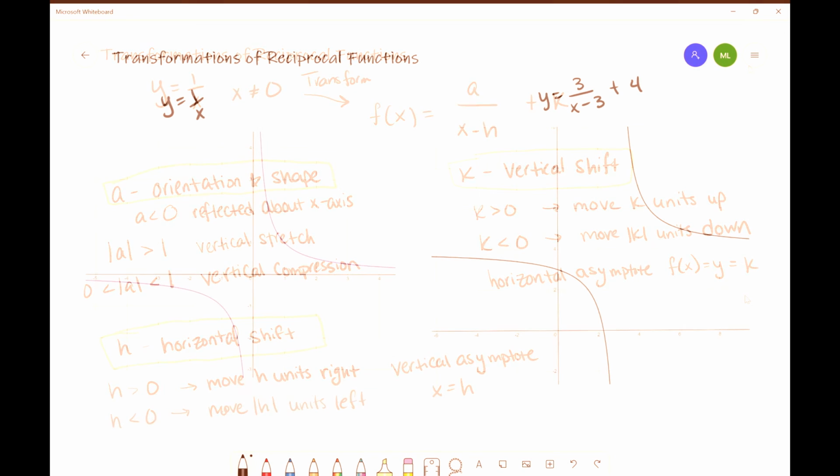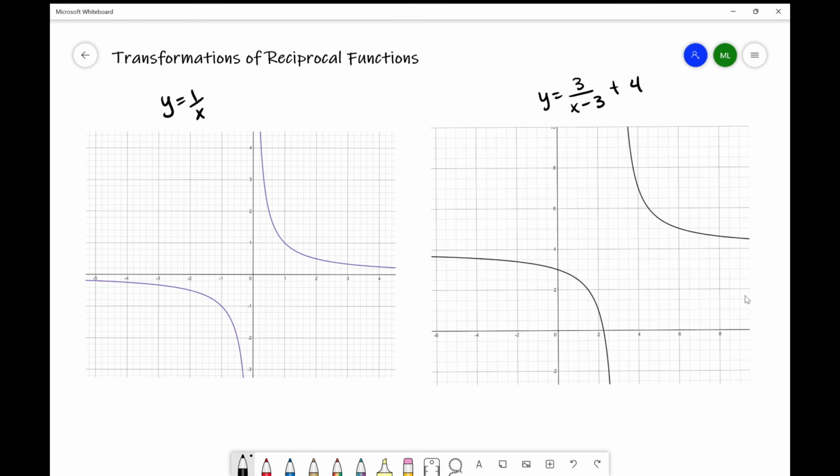Okay. So I want to talk about the transformations of reciprocal functions. I have the parent graph here on the left. This is our parent function, and I want to compare it to the transformed function. As you can see, the parent has the horizontal asymptote at 0 and vertical asymptote at 0. So x equals 0, y equals 0, and this is the shape that we have for y equals 1 over x.